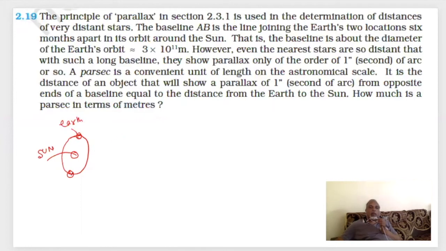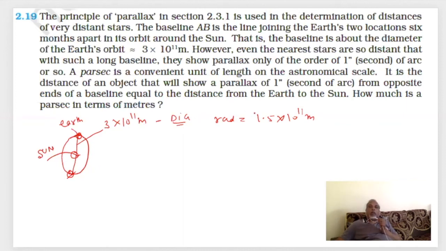This distance is given: 3 into 10 raised to 11. This complete distance is the diameter. So naturally, the orbit's radius will be 1.5 into 10 raised to 11. Correct? Simply divide by 2.